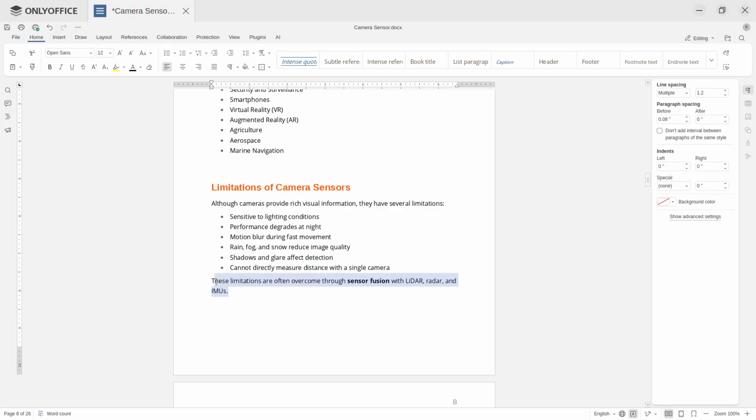This is what we saw yesterday as well. What is sensor fusion? Sensor fusion is a process wherein you take data from 2 or more sensors and fuse them together so that the limitations of one sensor can be overcome by the advantages of the other sensor. That is what it is.